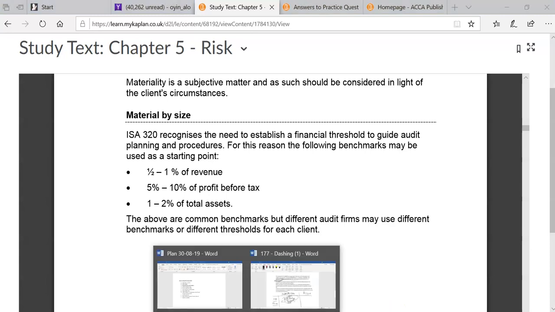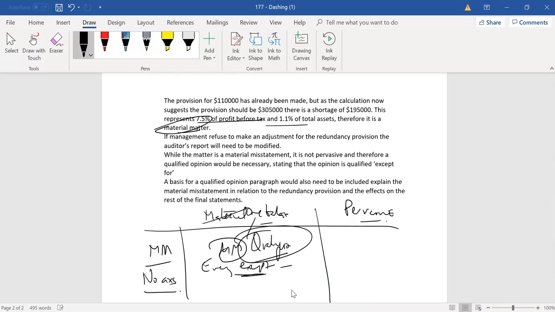Because it's just the one balance, it's qualified, except for. If there were several balances you weren't happy with, then we would argue that it was pervasive. So you'd give an adverse opinion. You would say that the accounts are not true and fair, because there are a lot of balances we disagree on.